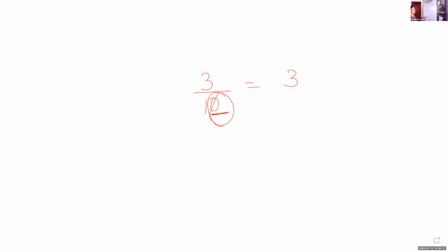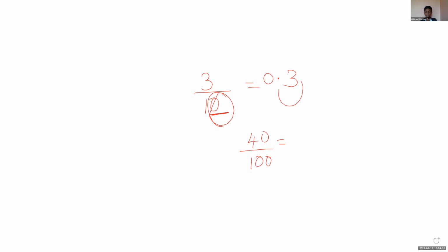Okay, so what do we have to do? Place the decimal point after one digit. What's the answer? If there is no whole number here, 0.3. And 40 by 100, how will we write it, Abhinav?